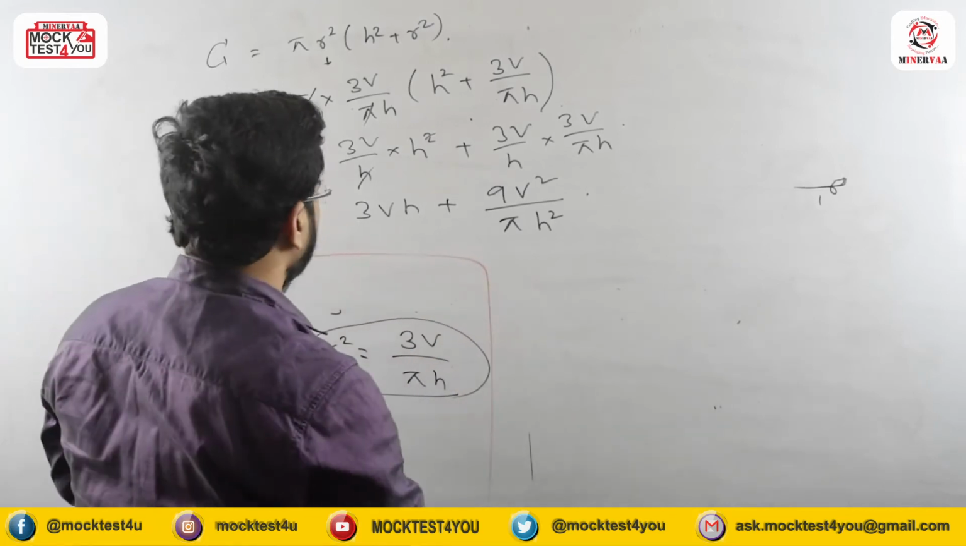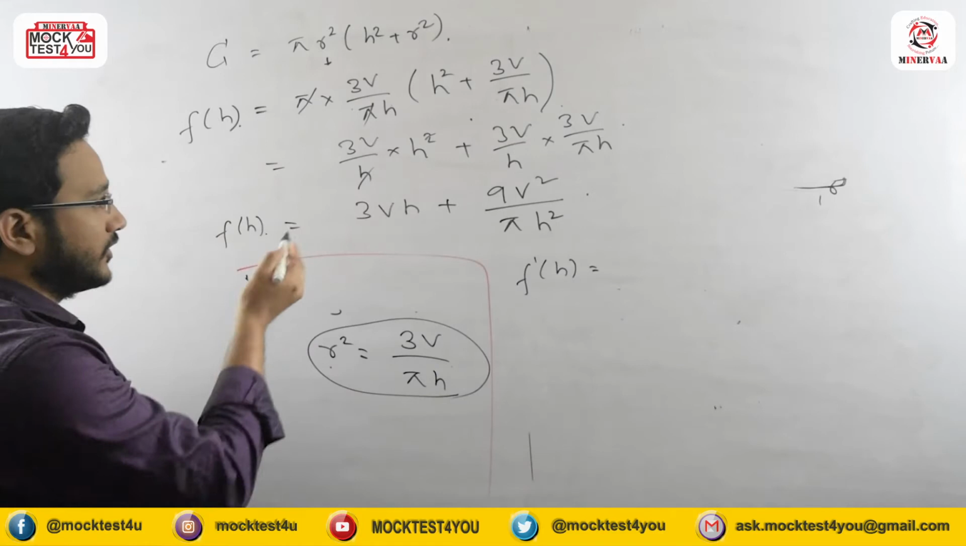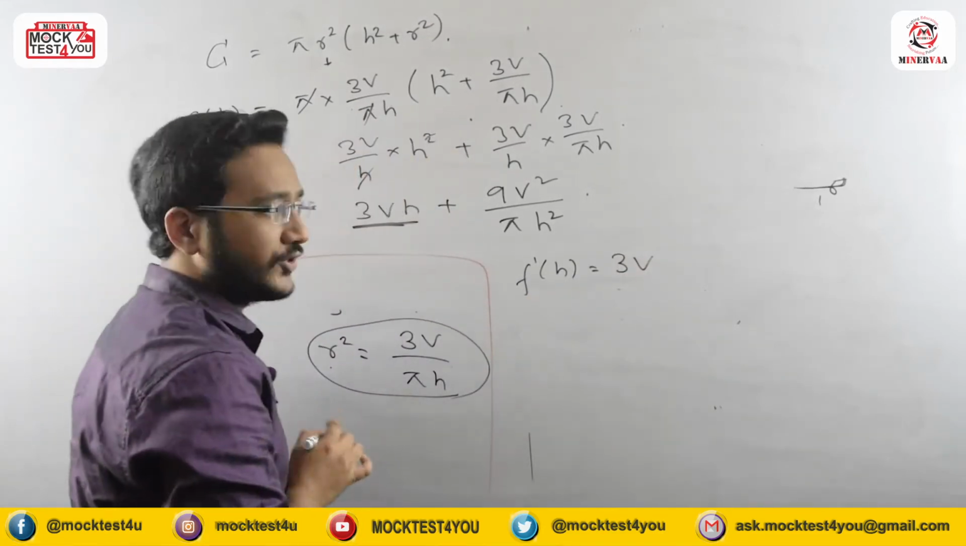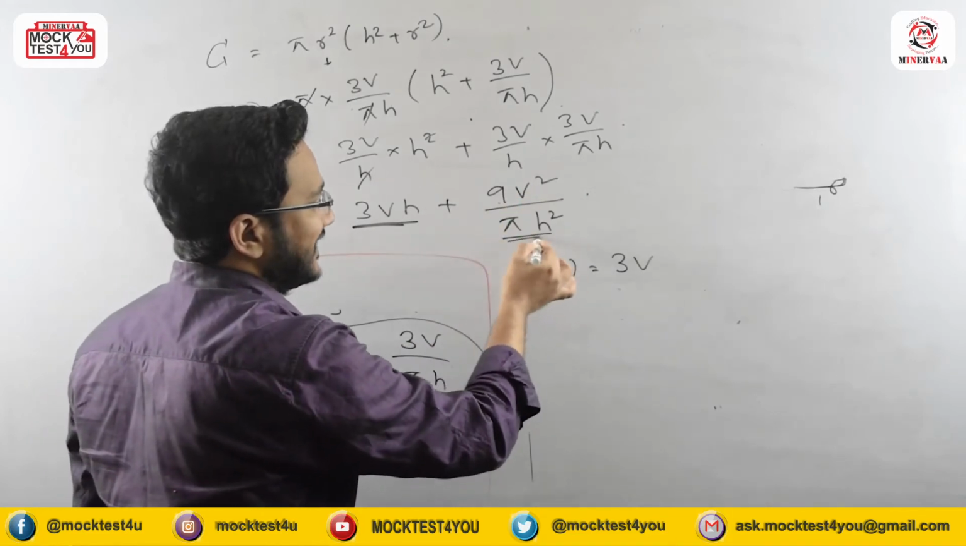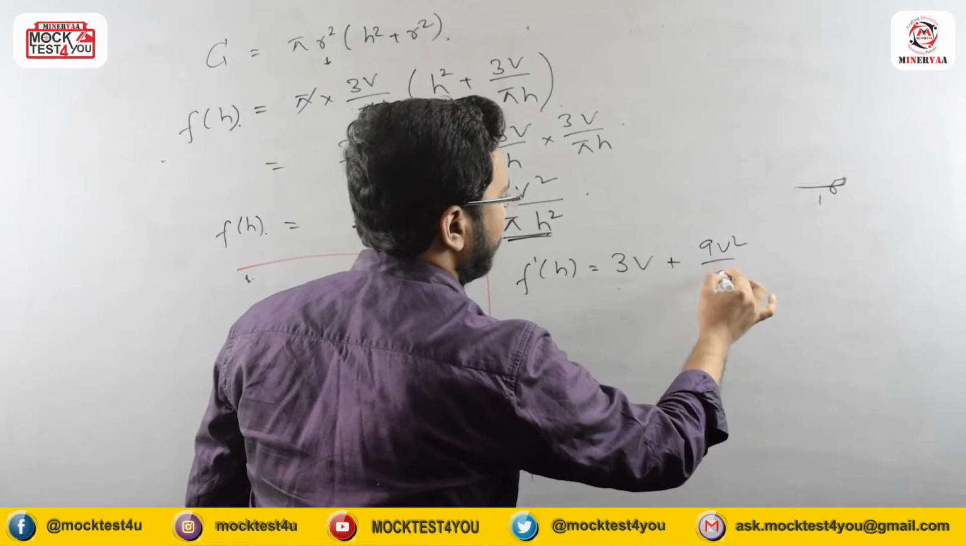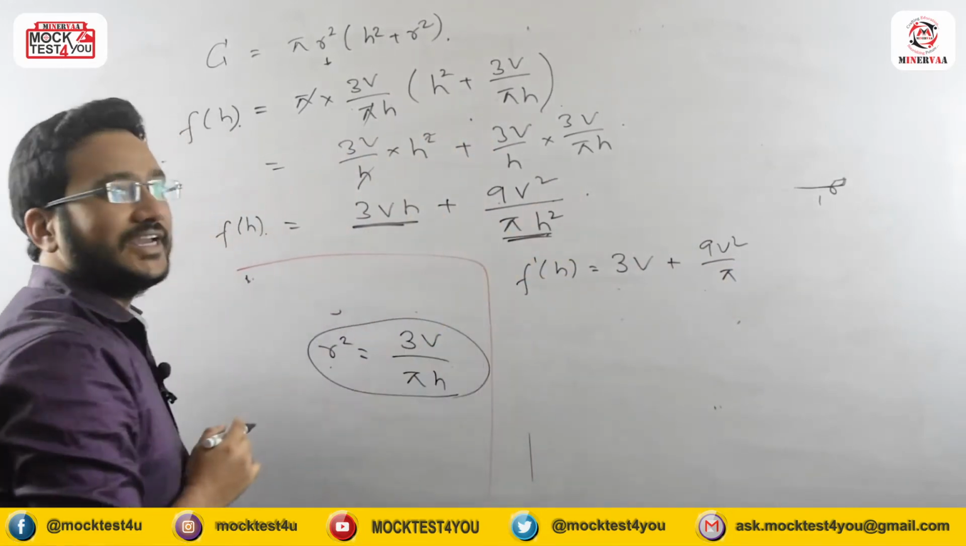Here f dash h will be what? Let's see. Differentiating 3vh, you will get only 3v. Okay, now 9v square by pi h square. 9v square divided by pi is a constant. Differentiation of 1 by h square.